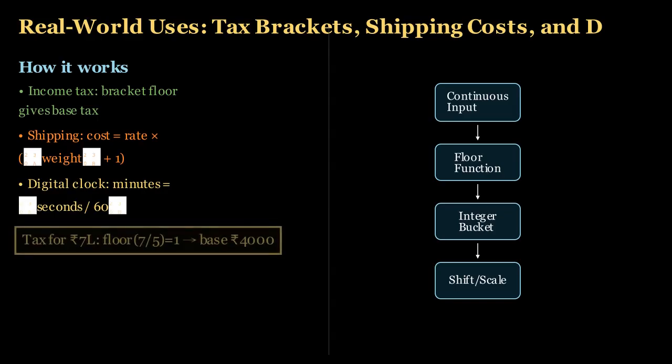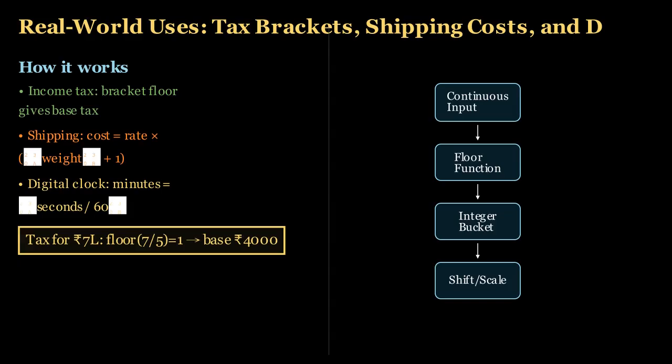In every case, we take a continuous input, apply the floor function to chop it into integer buckets, and then maybe shift or scale to get the right output. The staircase graph is the fingerprint of this chopping process. Let's solve a real shipping problem.